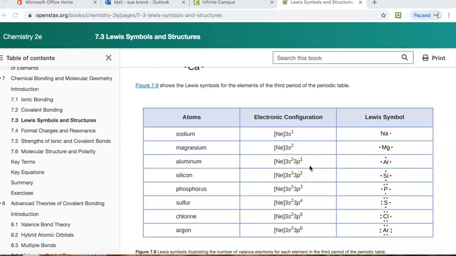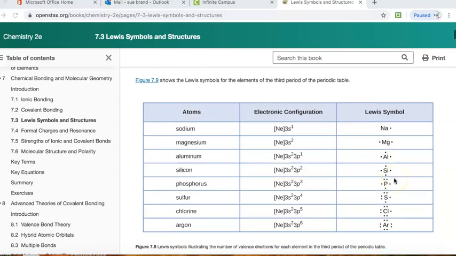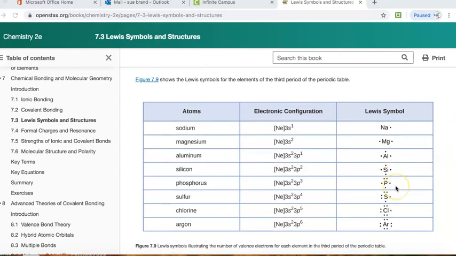You can also see that on the periodic table. For example, sodium's in group 1, or if you look at your periodic table, the old-fashioned numbering system 1A, magnesium is in group 2A, aluminum is in group 3A, the new numbering convention is 13, but the old one is 3A. Silicon is 4A, phosphorus 5A, and so on.